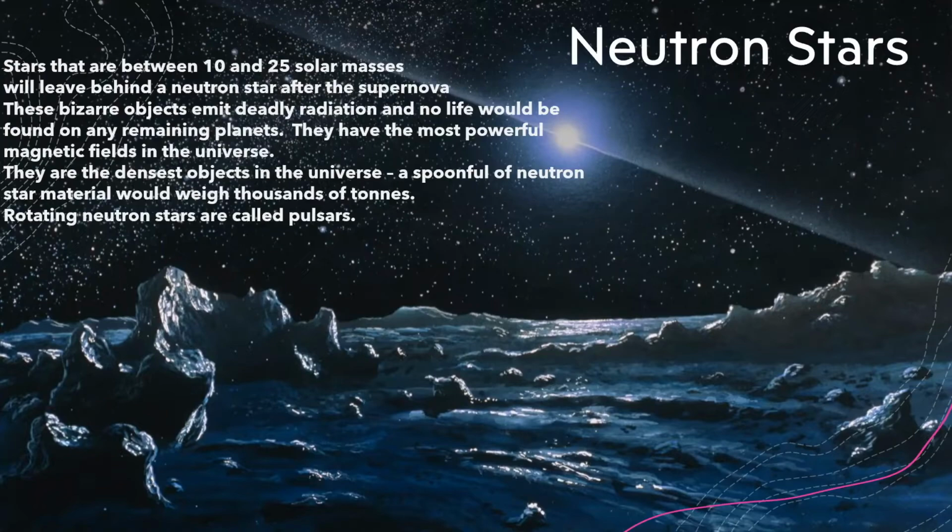Okay, so this is what it would look like if you were a planet orbiting a neutron star. They emit extremely powerful radiation, and pretty much anything on that planet wouldn't survive it. They also have the most powerful magnetic fields in the universe, and they are the densest objects. So a spoonful of neutron star material would weigh thousands of tons.